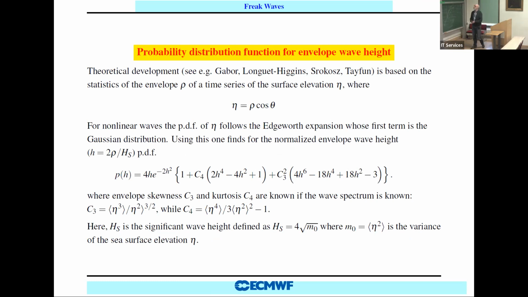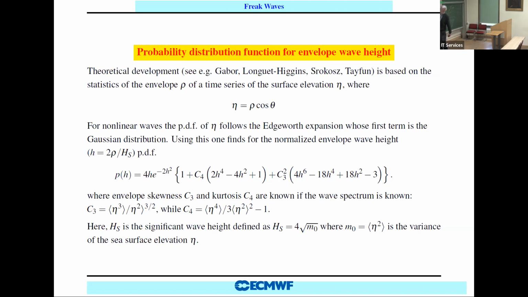So there's a theoretical development, and it started basically by Gabor, and also Longuet-Higgins and Schrokers and Typhoon. This is based on the statistics of the envelope of a time series of the surface elevation. The definition of the envelope is basically given here. The surface elevation, eta, is a very general process, no restrictions.